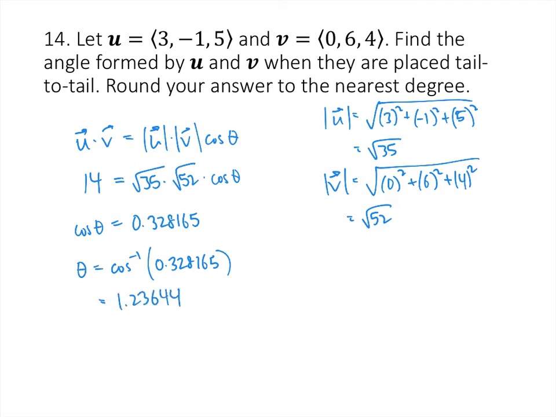1.23644. Now we're asked to round our answer to the nearest degree, which means we need to convert this answer to degrees, right? That answer that we just got is in radians. As always, when we use trig and inverse trig functions, everything's measured in radians. But if we're asked to find this in terms of degrees, then we need to multiply by 180 divided by pi, which works out to be 70.8426. And rounded to the nearest degree, that's 71 degrees.